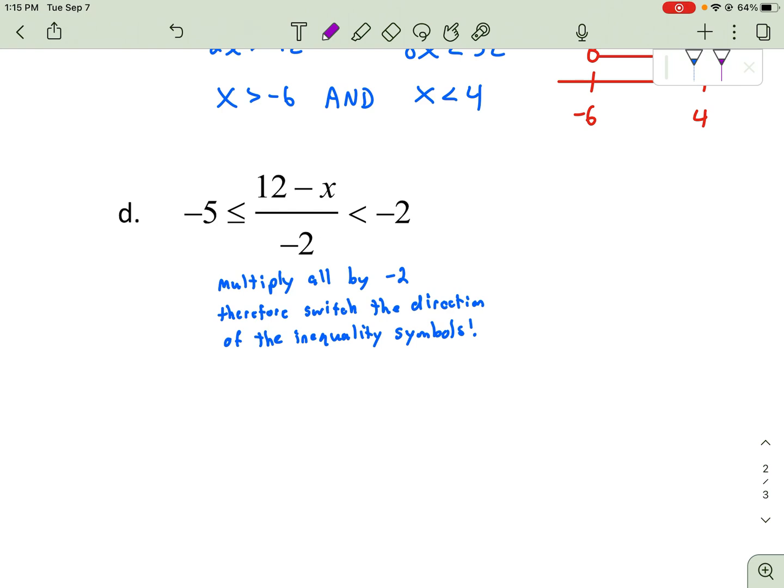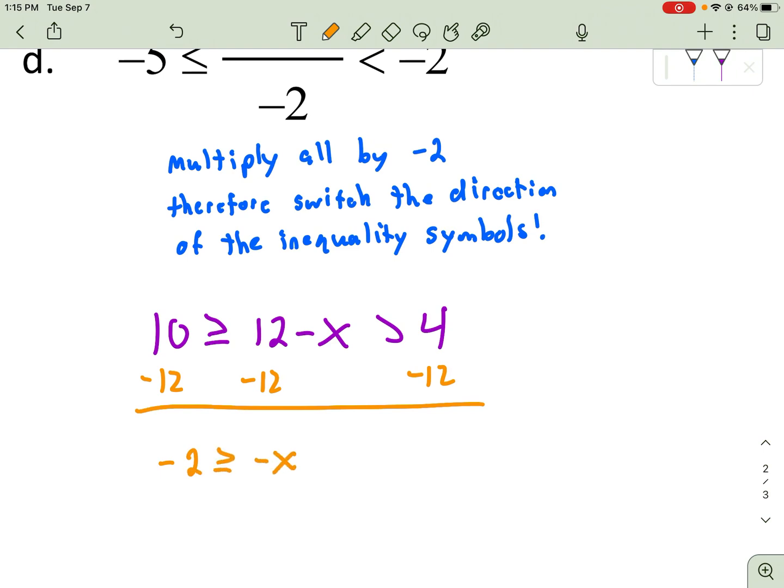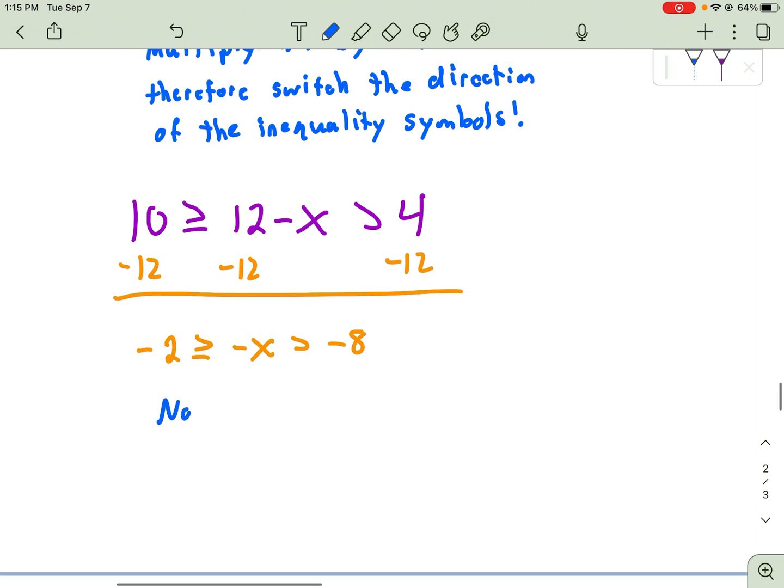All right, so after I multiply everything by -2, I get 10. Now instead of that, it's going to be the other way, greater than or equal to 12 minus x, and then greater than 4. Okay, then we subtract 12. Something crazy is going to happen here. Subtract 12 from everywhere, and you get -2 is greater than or equal to -x is greater than -8. But now, divide by -1. I'll write this out again. So switch again. Crazy.